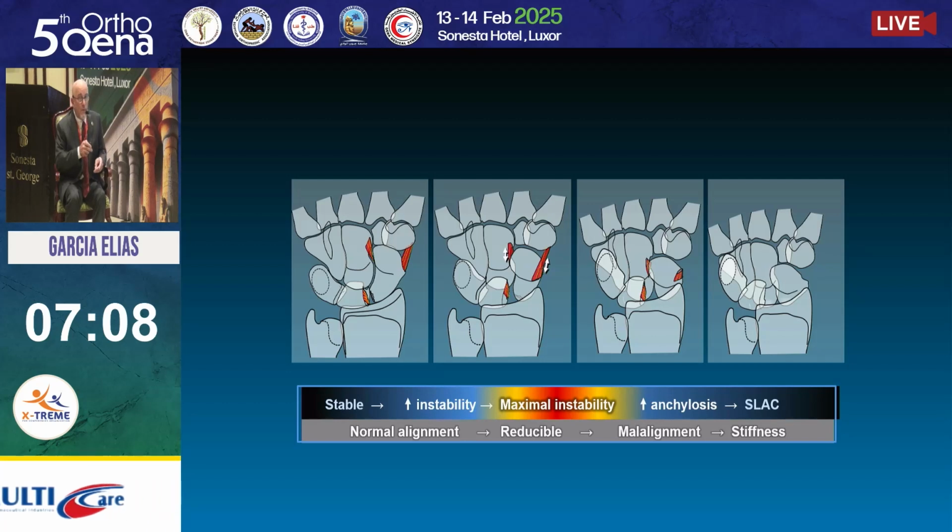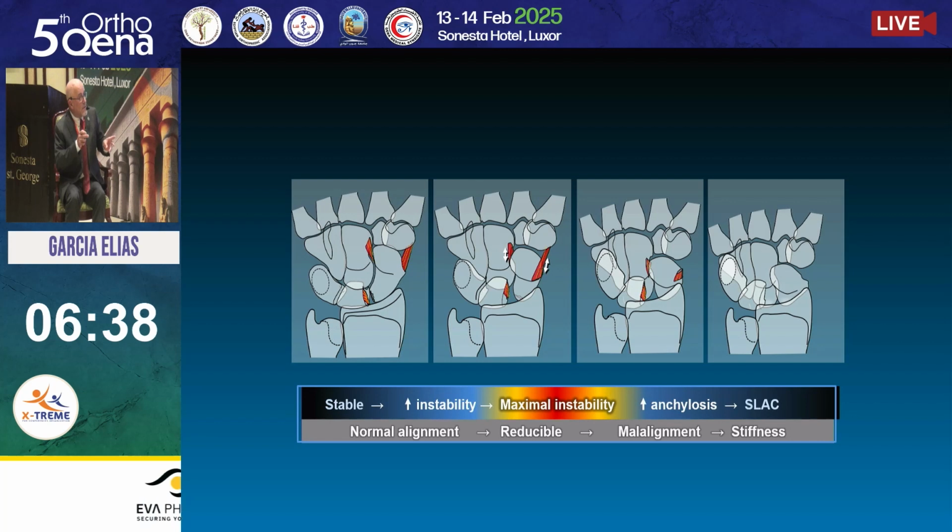So, what we were trying to say is that nothing happens right away. It's not that in the same moment that you have the rupture, you have arthrosis. No, it will take some time to produce that evolution. And the moment that there is maximal instability is exactly right there, between when the secondary stabilizers are still okay and when they rupture.